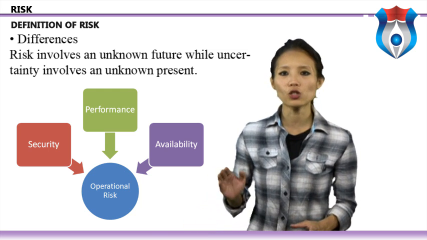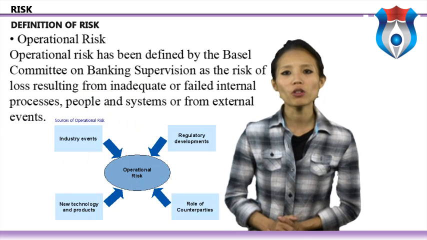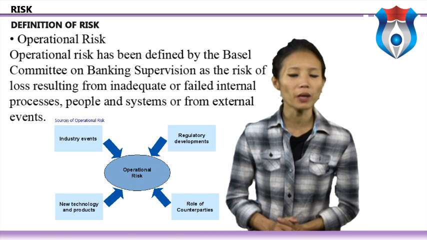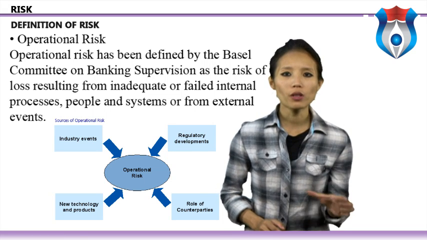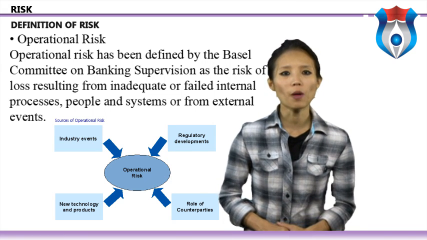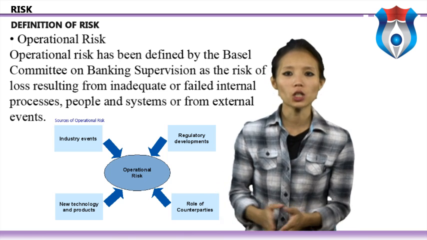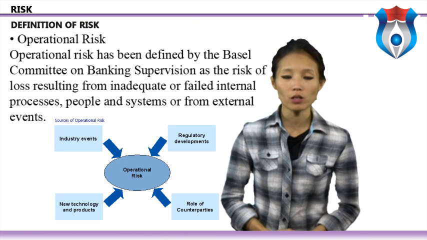In finance, there are two types of risk. Operational risk has been defined by the Basel Committee on Banking Supervision as the risk of loss resulting from inadequate or failed internal processes, people and systems, or from external events.